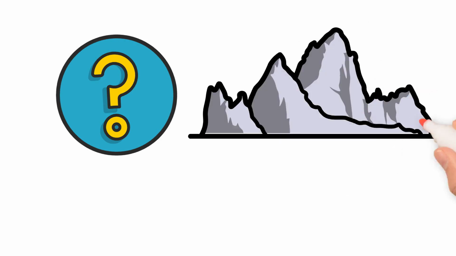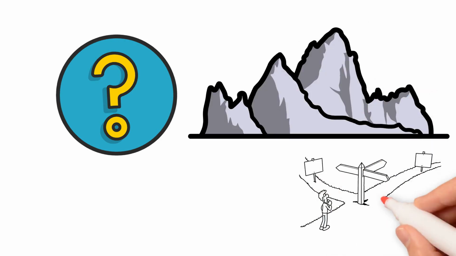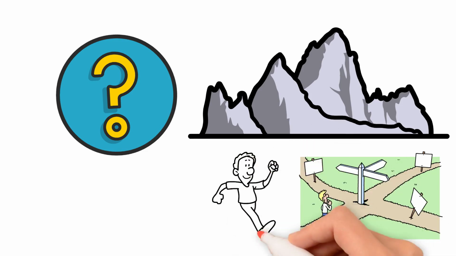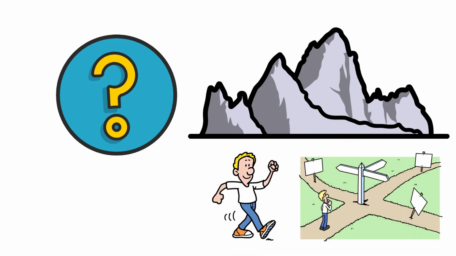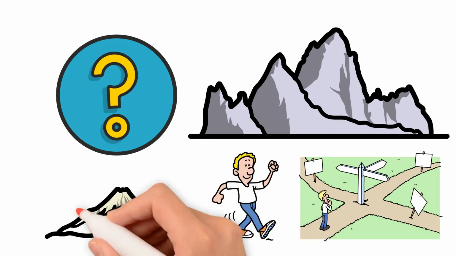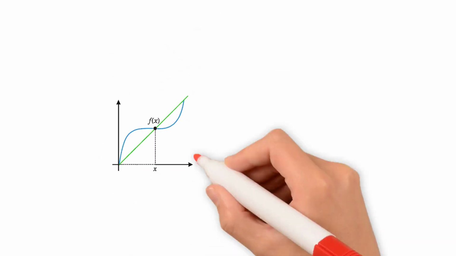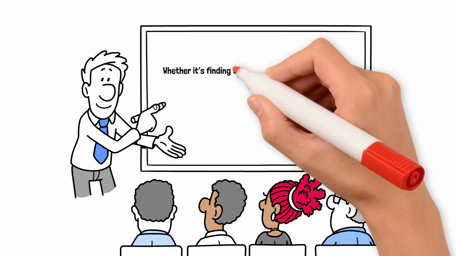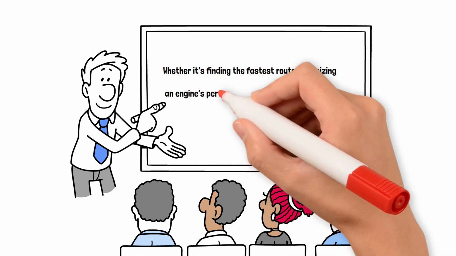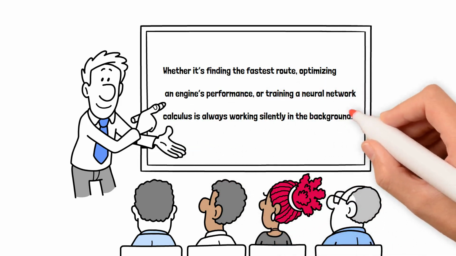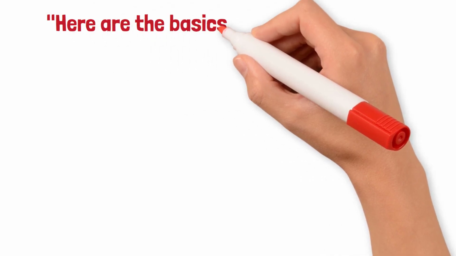Let's start with a simple question. If you wanted to climb the tallest mountain, how would you know which way to go? You could look around, find the direction where the ground is sloping upward, and keep walking that way until you reach the peak. That's exactly what calculus does. It helps us find slopes, understand rates of change, and determine maximums and minimums. Whether it's finding the fastest route, optimizing an engine's performance, or training a neural network, calculus is always working silently in the background.